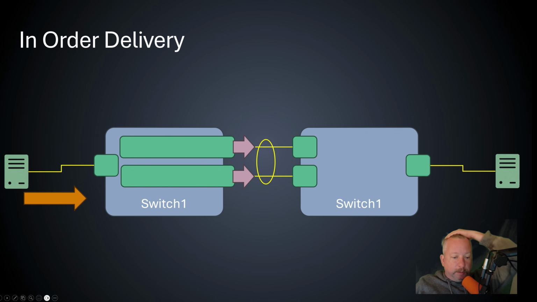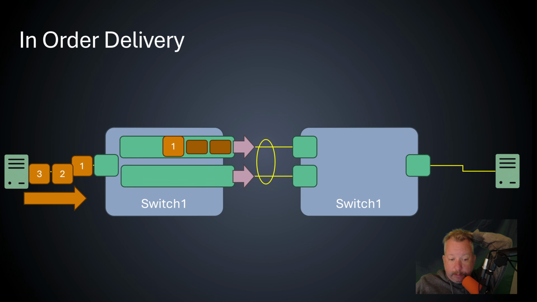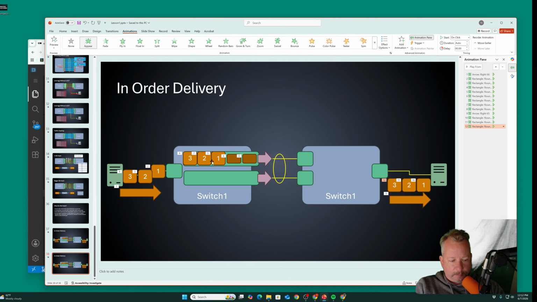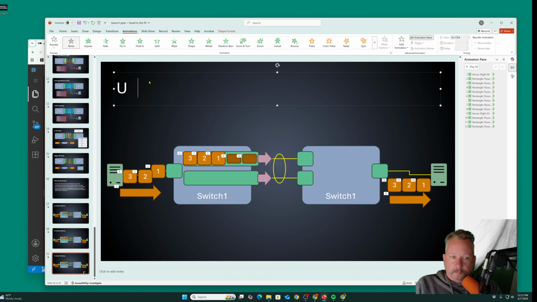So traffic comes into the switch. In the order of 1, 2, and 3, we get hashed into a queue. But there's already packets in there, so we've got to wait. And then the 2 and 3 go in behind it because we're sending all related packets to the same link. And then that way, when they come out the other side, it's 1, 2, and 3. So we can run into some problems with this. Uneven distribution.